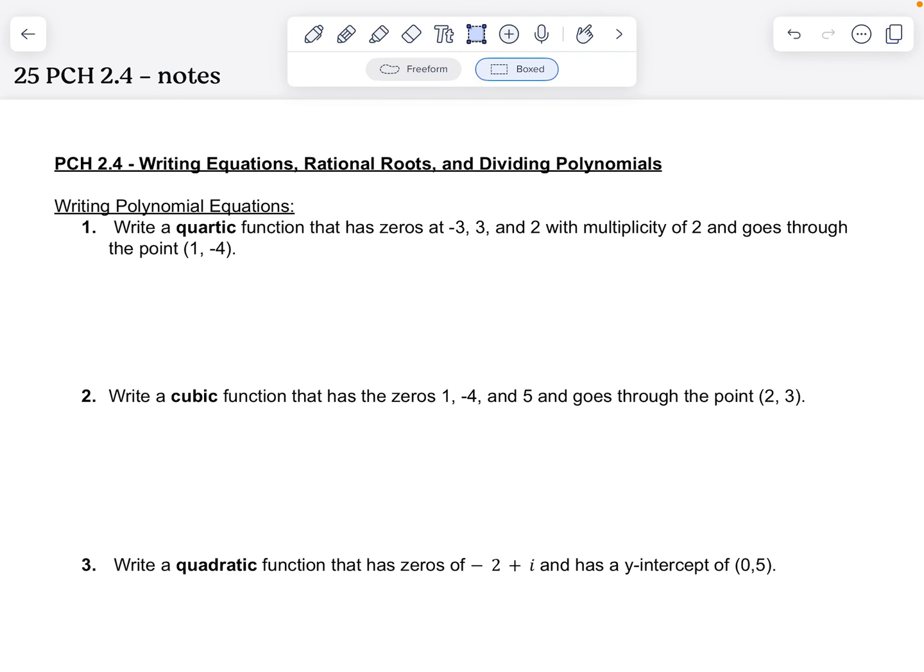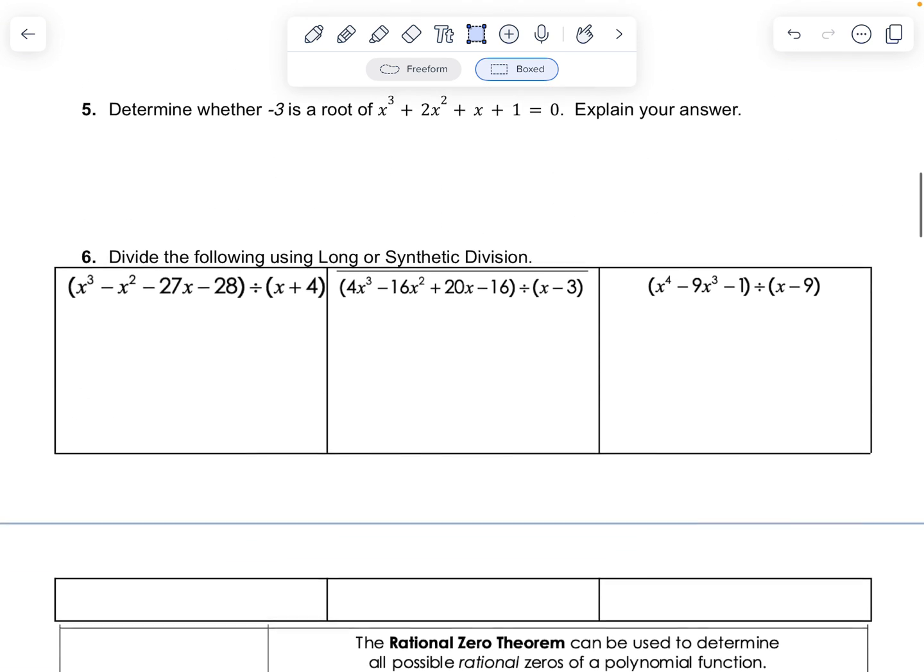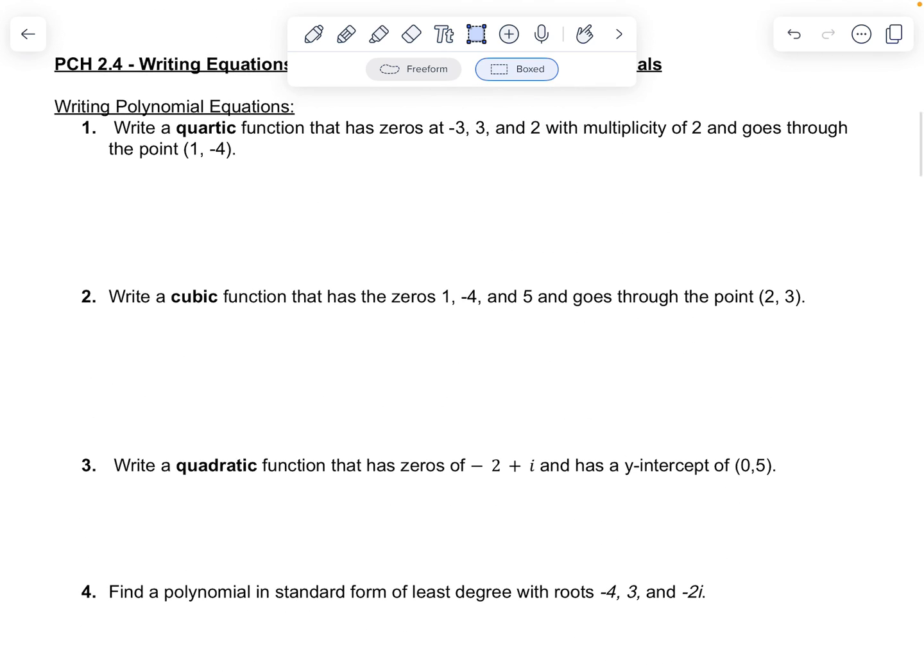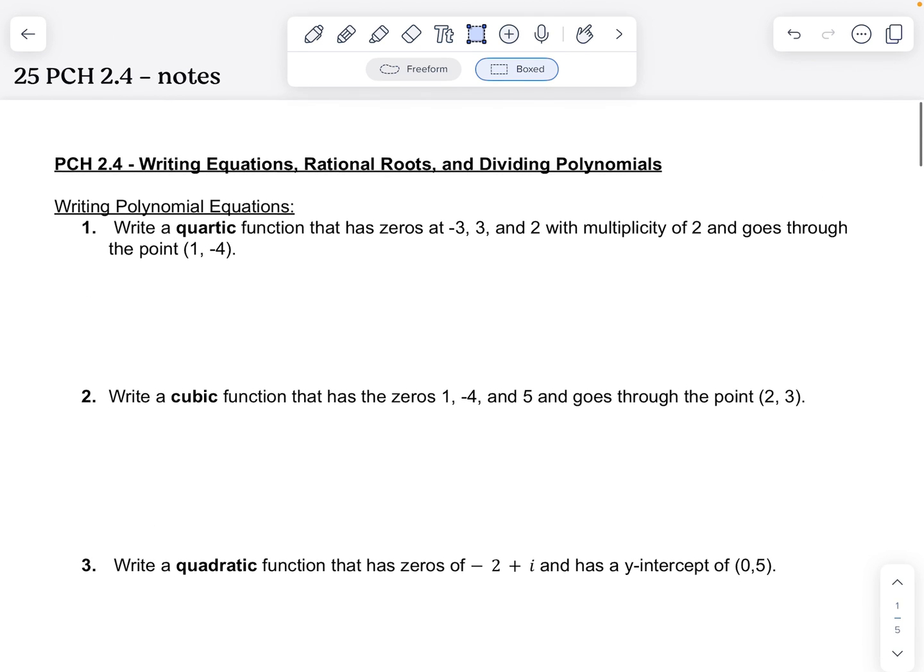All right, so today we're going to be looking at 2.4. This is over writing equations, finding our rational roots, and then dividing polynomials. So what I'd like for you to do first is this first page is really just a review of all the things that we've seen so far. There's a few things I want to go over with you, but we're going to start with number one.